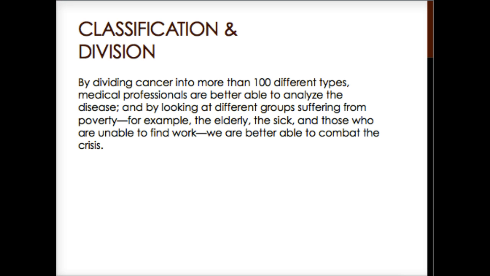Division and classification make it easy for individuals to locate what they're looking for, but these organizational methods are also useful for understanding complex problems or issues. For example, you might say something like: by dividing cancer into more than 100 different types, medical professionals are better able to analyze the disease, and by looking at different groups suffering from poverty, for example, the elderly, the sick, and those who are unable to find work, we are better able to combat the crisis.